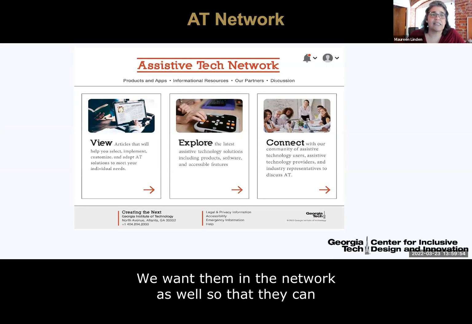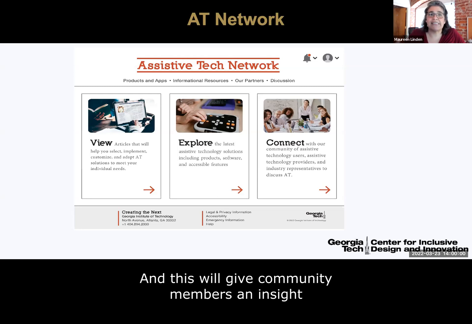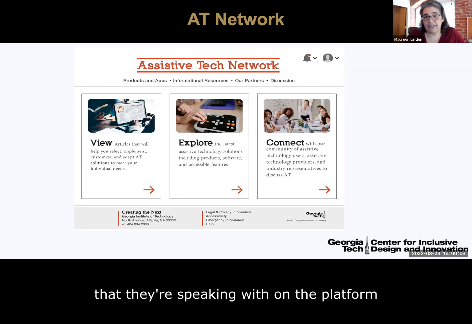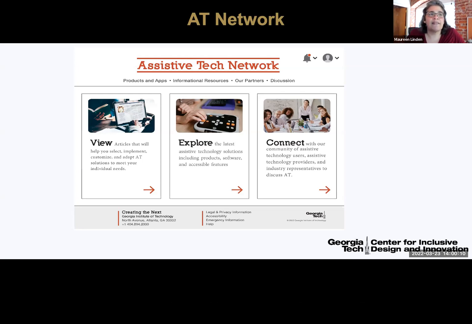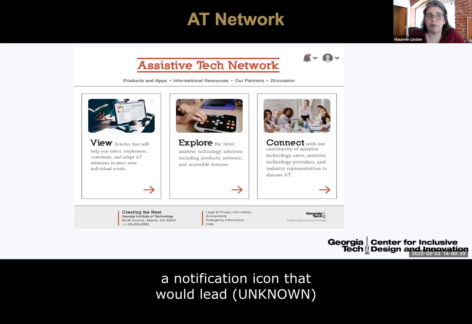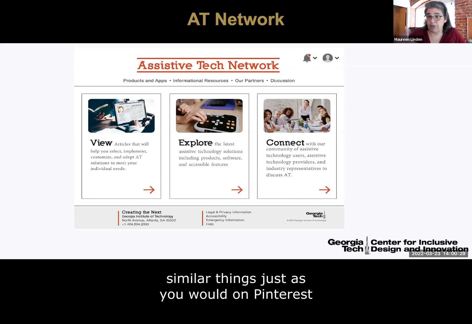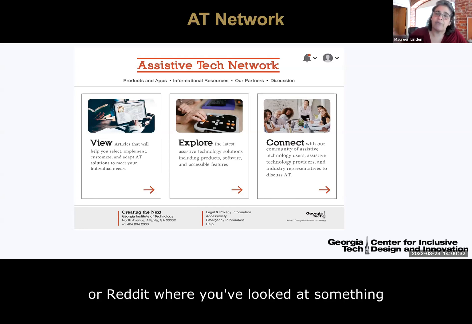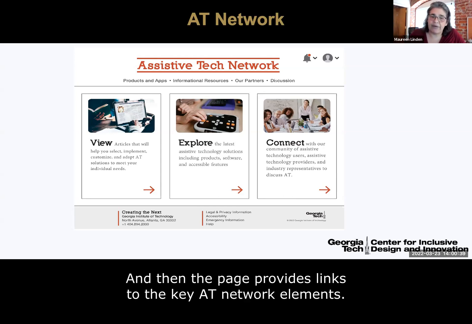We want them in the network as well so that they can accurately represent how their products work. And this will give community members an insight into the frame of reference of the person that they're speaking with on the platform, who's providing information for them. In the top right corner, you see that you can also have a profile of an avatar, which the community member could choose to customize with a photo or other image, and a notification icon that would lead the community member to previously viewed discussion threads, technology that they may have favorited, and other similar things, just as you would on Pinterest or Reddit, where you've looked at something and you want to read it again, so you mark it. And then the page provides links to the key AT network elements.